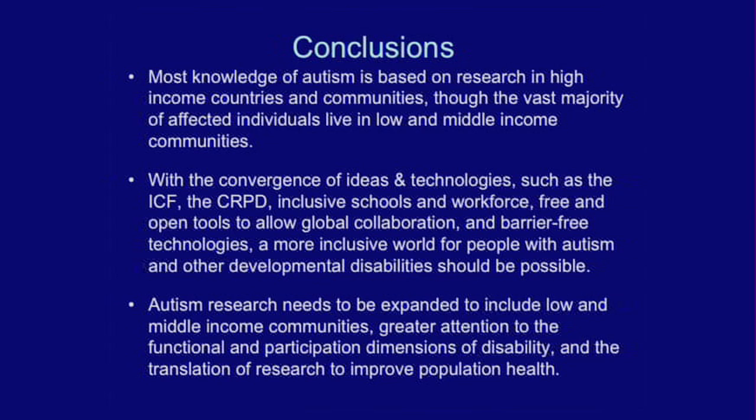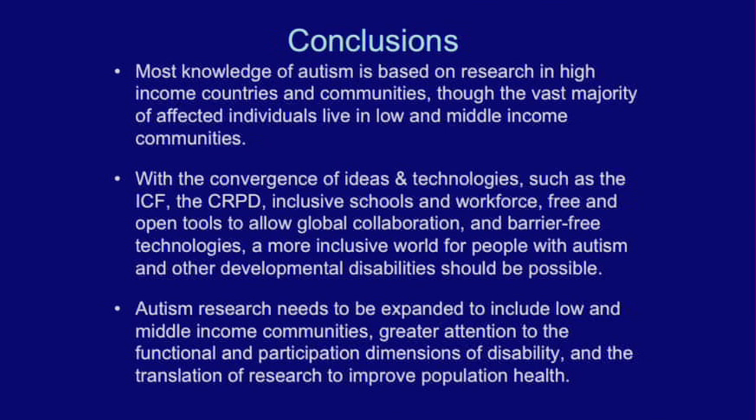Also, I think with the convergence of ideas and new technologies, it's more possible than previously that we could actually begin to meet the needs, and I can see a world where we'll be more inclusive of people with disabilities and people with autism in the workforce and so on. But in order to achieve this, autism research, especially the epidemiologic research, needs to be expanded to include low and middle income communities, and a broader definition of disability and inclusion of measures of functioning, which we don't really have good accessible measures of at this point in time. So thank you very much, and I'm happy to take any questions.